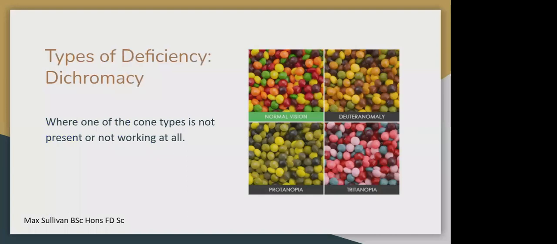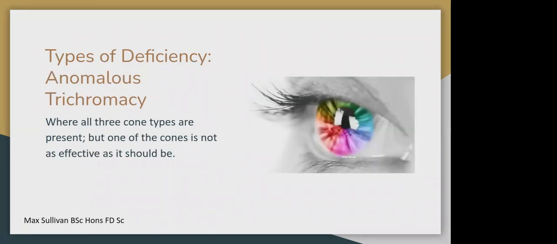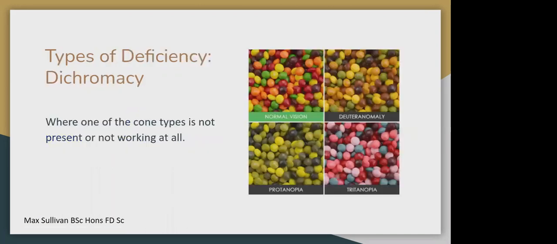The next one we're going to talk about in terms of deficiency is called dichromacy. This is where one of the cone types is either not present at all in the eye, or it is present and not working at all. If we compare that to anomalous trichromacy, the cone type was there and it was working, but just not as well as it should have done. Whereas with dichromacy, it's not working at all, or it's not even there.